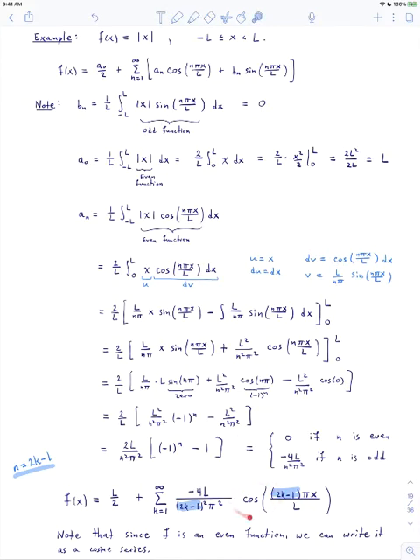Cosine series. All of the terms here are even. This is a constant term, and constant terms are certainly even. So if f is an odd function, you can write it as a sine series. If f is an even function, you can write it as a cosine series.